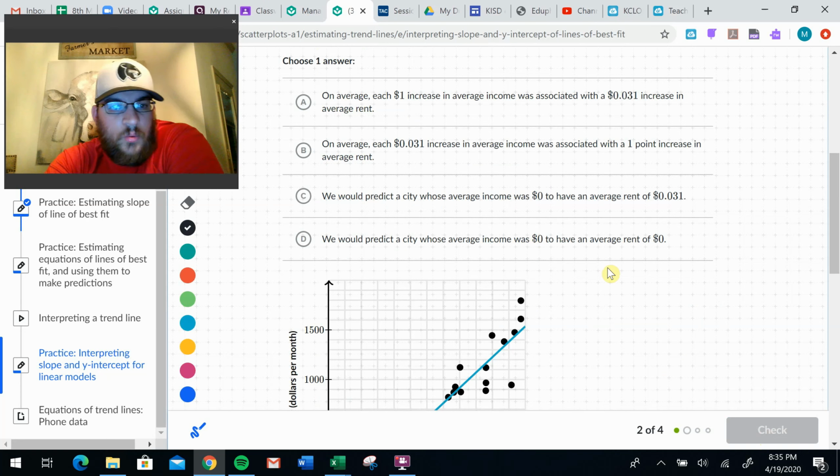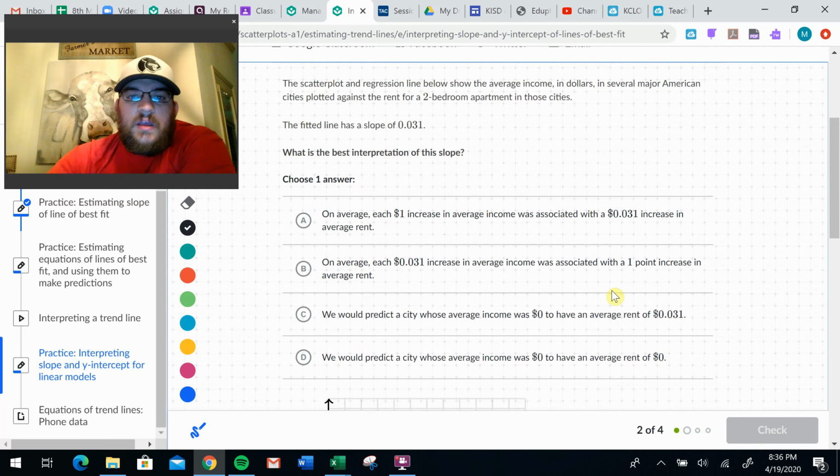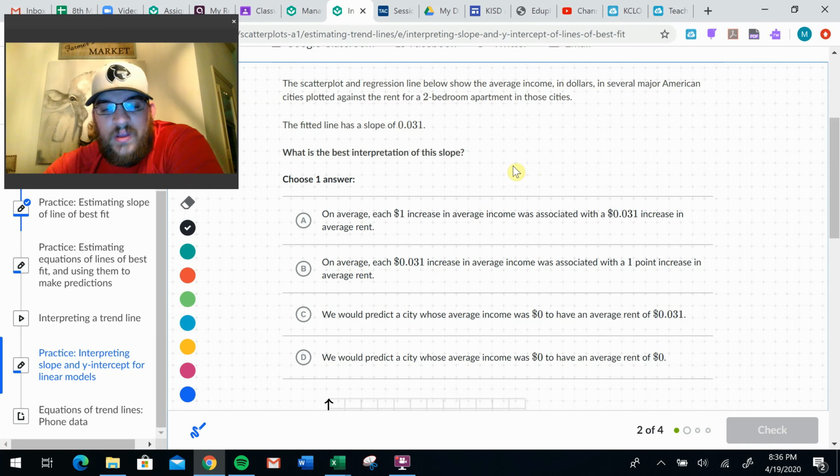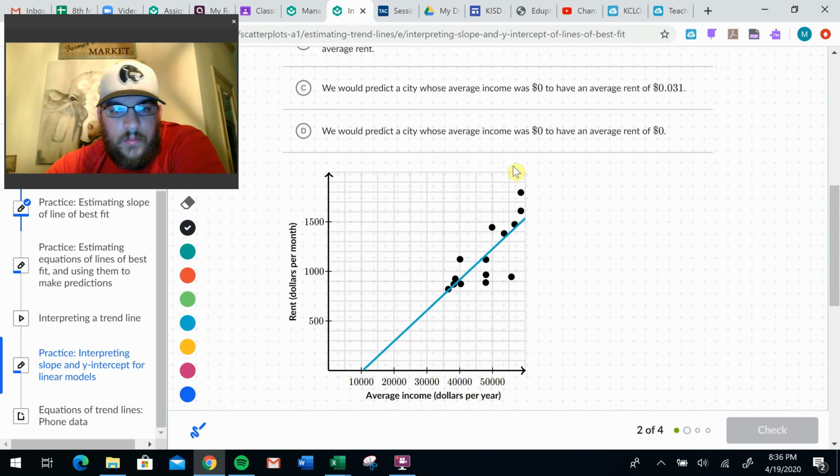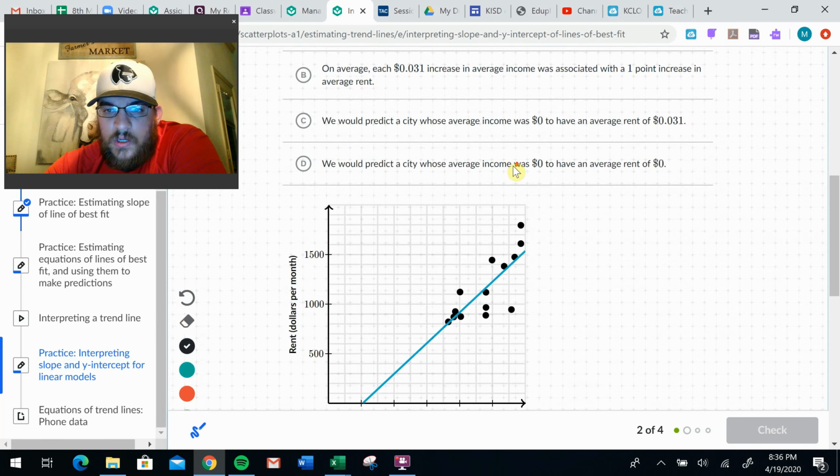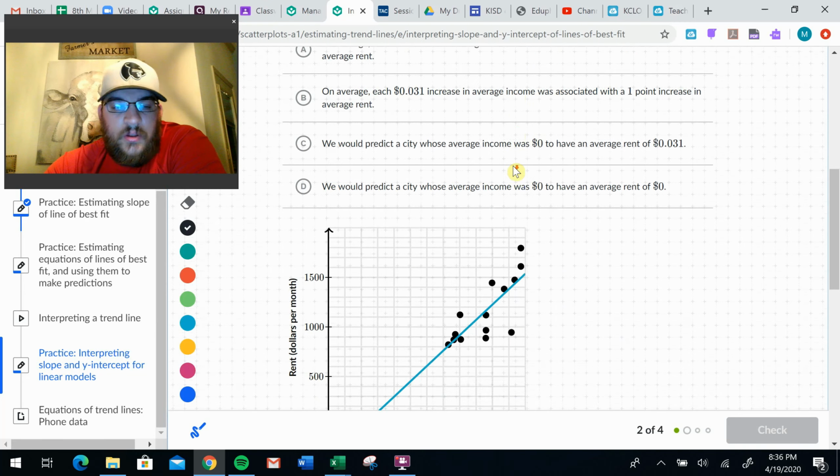Last one I'm doing for y'all and then we'll be done. On average, each dollar, let's read the question, what's asking for first. So, we have a scatter plot and regression line below to show the average income in dollars in several major American cities plotted against the rent for a 2-bedroom apartment in those cities. The fitted line has a slope of 0.031. Okay, so we're trying to see what does the slope represent.